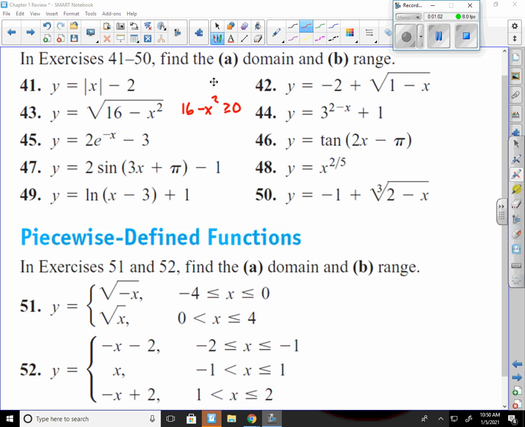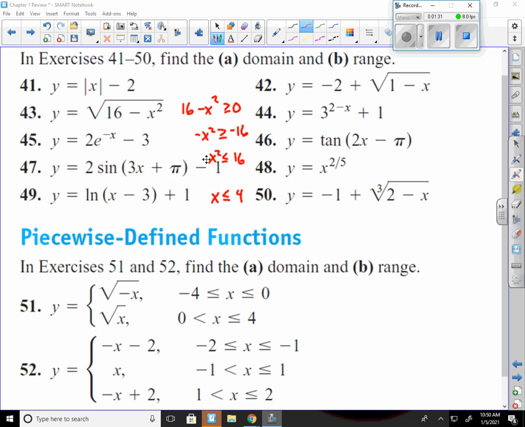So the first thing I'm going to do is subtract 16 over. It gives me negative x squared is greater than or equal to negative 16. Now I divide by a negative. Don't forget, when you divide by a negative, it flips the inequality. So I have x squared is less than or equal to 16. Then take the square root, and that gives me x is less than or equal to 4.